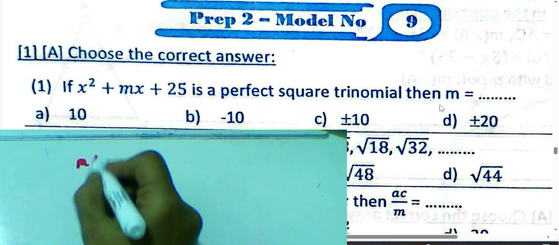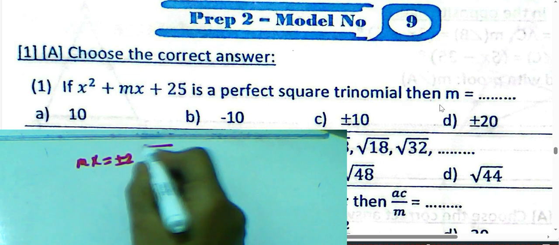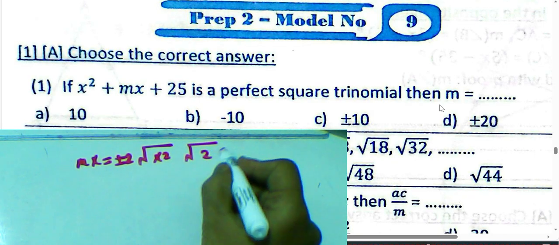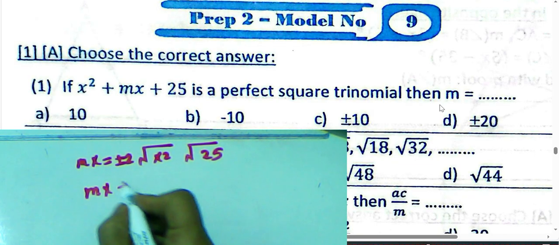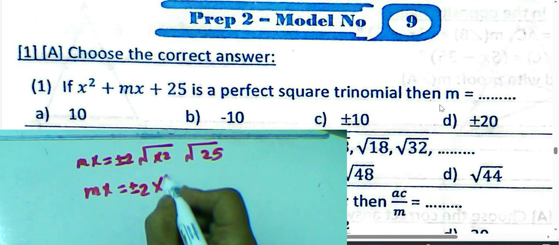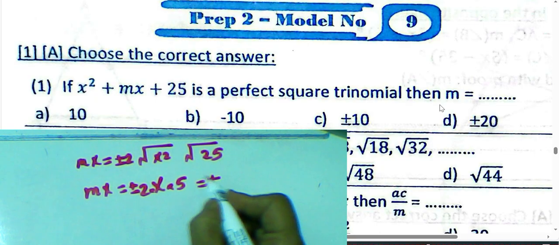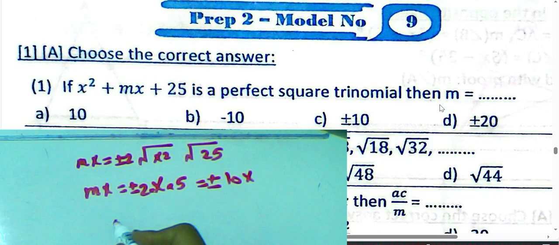mx, the middle term, equals positive or negative 2 times the square root of the first term times the square root of the third. Then mx equals positive or negative 2 times x times 5, which is positive or negative 10x. Then the value of m equals positive or negative 10. Choose letter C.